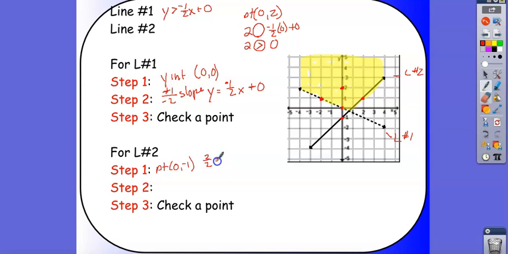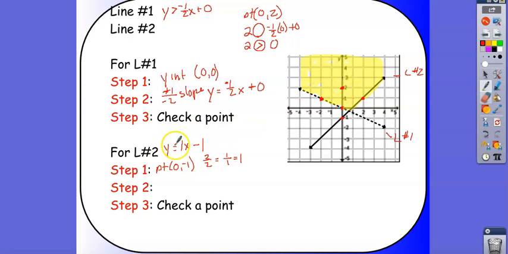I can also simplify that to 1 over 1 or 1. So if I'm going to write just the line, I would say y equals, my slope is 1, and my y-intercept is -1. Okay, now I'm going to pick a point, and guess what? I'm just going to pick the exact same point.